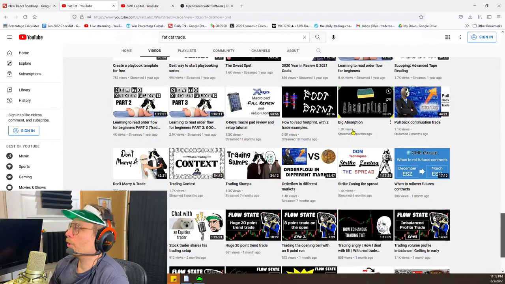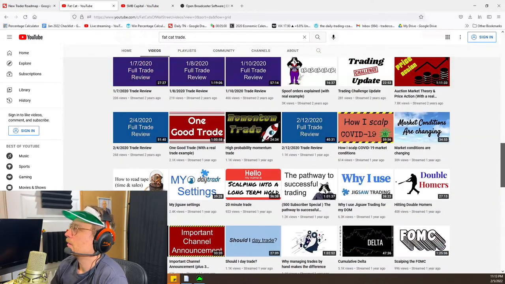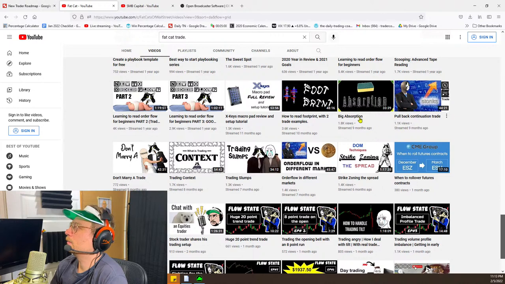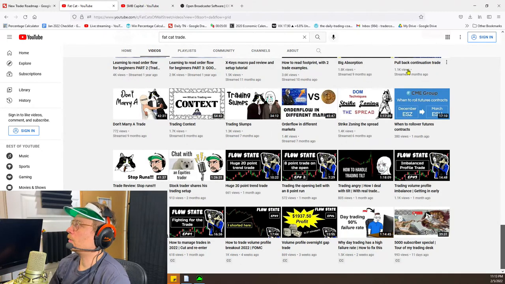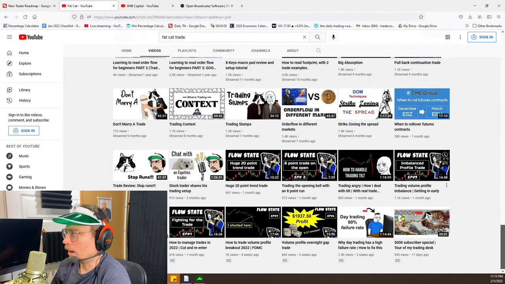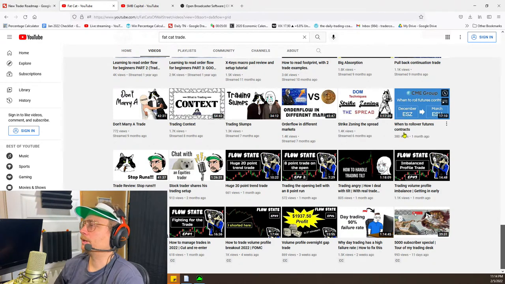So from this point forward, from Big Absorption, from here all the way down, I would watch all of these. So I'm a bit iffy on some of these other ones. You can if you'd like. It's all good. But definitely from pullback continuation trade, the Big Absorption, even the footprint. From here, don't marry a trade. Yes, trading context is a must. I don't know why there's only 1.7 views on that. Trading slumps is good. But from Big Absorption, all of these, all of them. You don't have to watch the 5,000 sub if you don't want to. When to roll over, probably, yes.